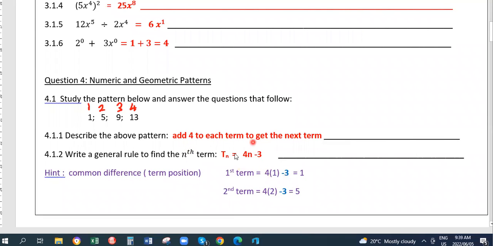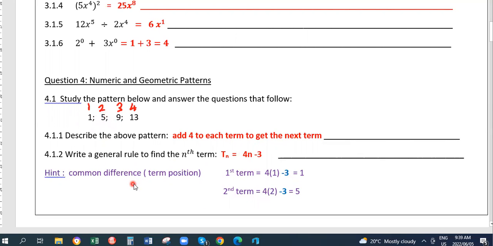So your general rule will always have an n there because n is your position. And then we're looking at your constant difference. So constant difference from your position, and then decide whether you must add or subtract a number to take you to each term. So here we realize we have to subtract, because we look at the second term, 4 times 2 is 8, and to get 5, 8 minus 3 gives me 5.